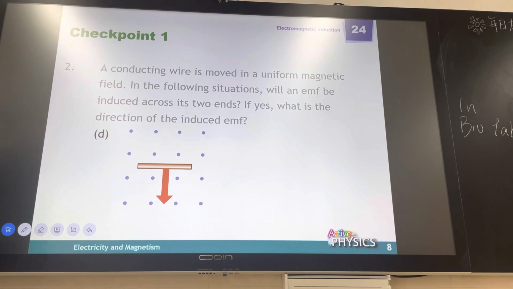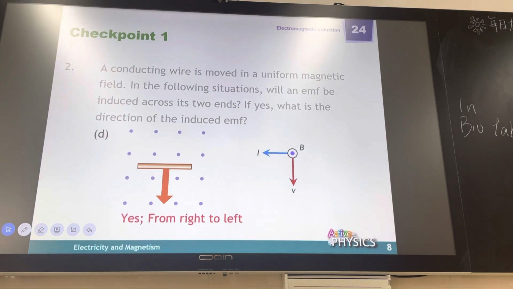Okay, so for letter D, so this becomes the normal case again. Jenny. Yes, to the left. Okay, so the current is to the left.